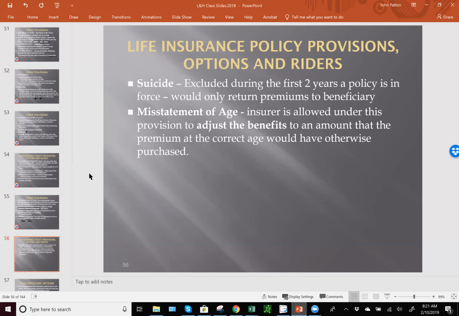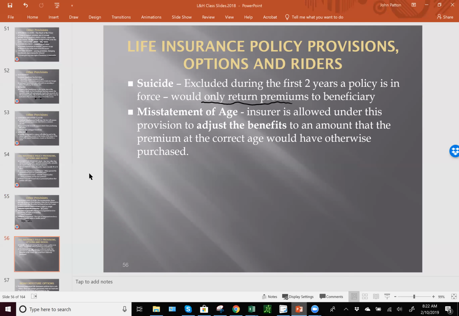Suicide provision. Now, suicide is excluded during the first 2 years a policy is in force. If the insured were to commit suicide during the first 2 years, it would not pay a death benefit. However, it would return any premiums to their beneficiary. However, after a policy has been in force for 2 years, if they were to commit suicide, it would pay the entire death benefit.